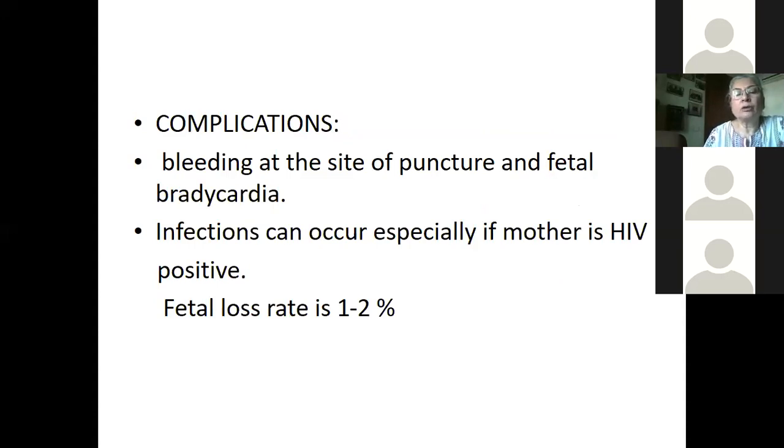Fetal loss is about 1 to 2%. Bleeding can occur at the site where you puncture, which can obviously cause some problem. If the mother is HIV positive, it can infect the baby, and if the mother is Rh negative and you are doing fetal blood sampling, that can sensitize the mother, because you don't know the blood group of the baby. So after doing fetal blood sampling, you need to give an antidote to the mother as well.